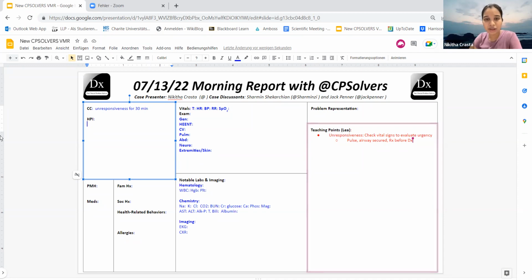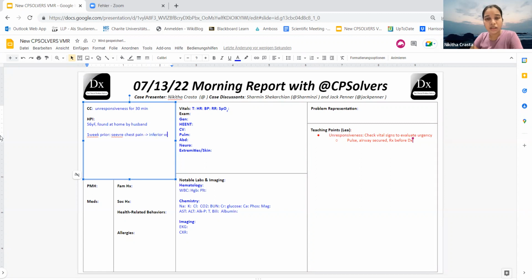She's a 56-year-old female who has been unresponsive for 30 minutes. She was found by her husband in her home, and he tried waking her up and she wouldn't respond. So a little backstory regarding this patient. 1 week prior to this episode of unresponsiveness, she had severe chest pain, for which she was taken to the hospital, and in the ER they diagnosed her to have an inferior wall MI.